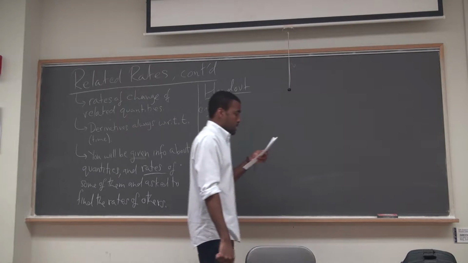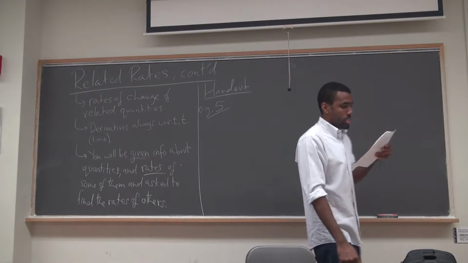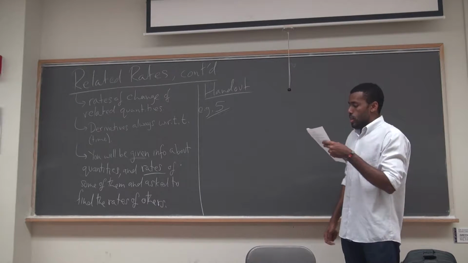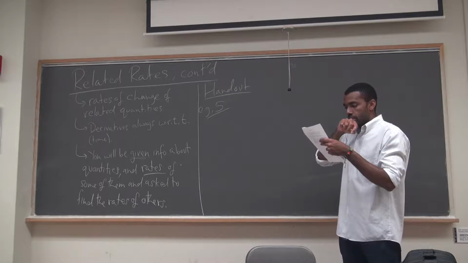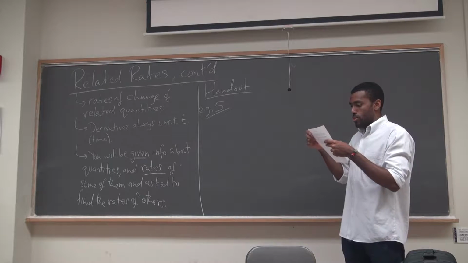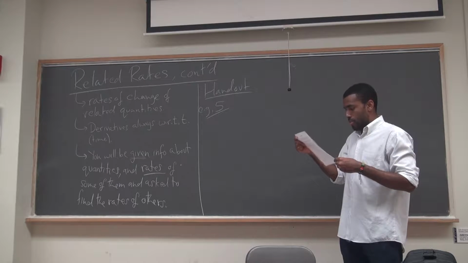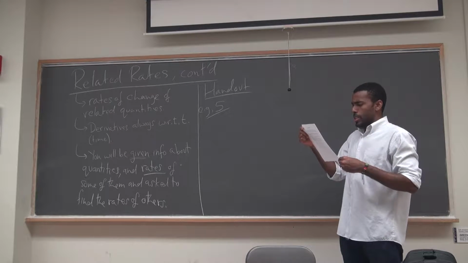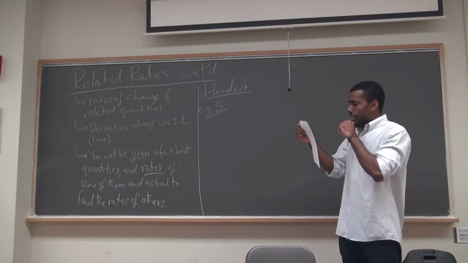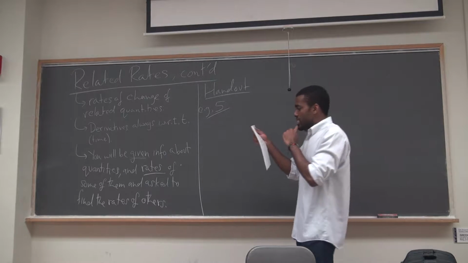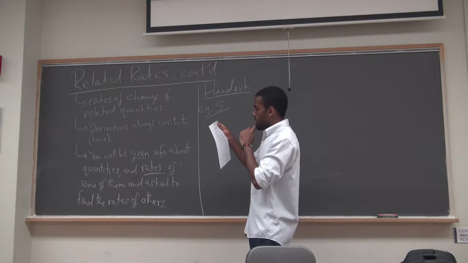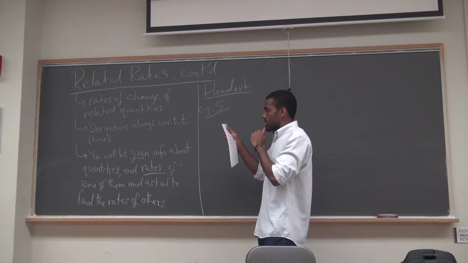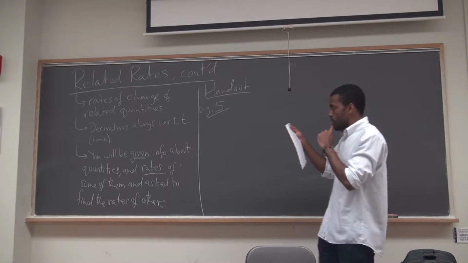Okay. So it says a baseball diamond is a square with side 90 feet. A batter hits a ball and runs towards first base at a speed of 24 feet per second, which is faster than Usain Bolt, or whatever. At what rate is his distance from second base decreasing when he's halfway to first base?